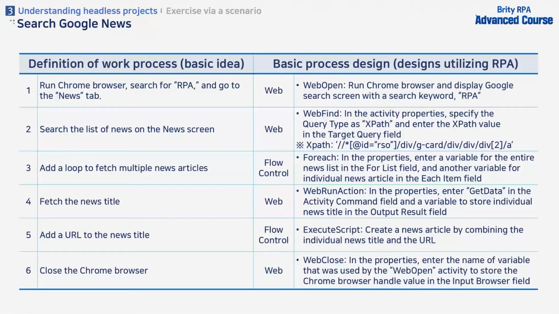Let's proceed with an example to create a task for searching Google News using your own account. First, define the work process as follows and design the basic process that will be implemented by utilizing RPA. Then, create and execute tasks and review the result. Now, let's find out how to actually create tasks.